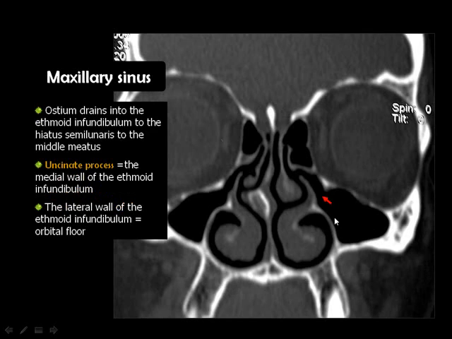It is not referring to the site of the maxillary ostium, of course, but if you follow these arrows, you will follow the osteomeatal unit or the osteomeatal complex, starting by the ostium, passing through the ethmoid infundibulum, then the hiatus semilunaris, then the middle meatus. And you know actually that this is the uncinate process and this is the infraorbital margin.